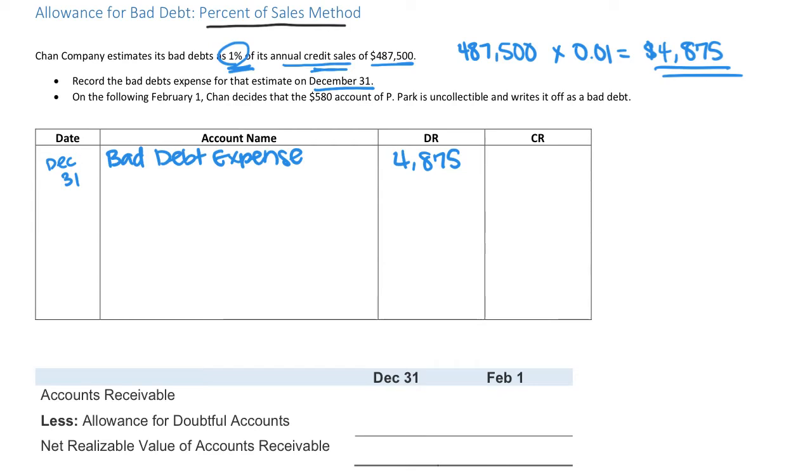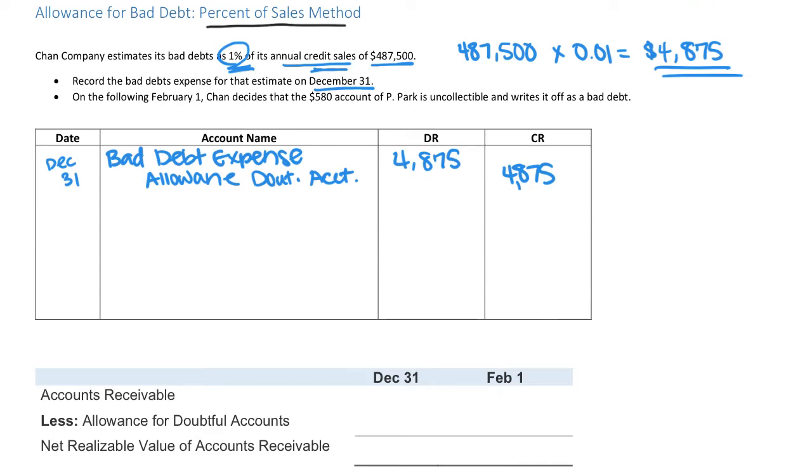It's a contra asset account that has a credit balance, and it's called Allowance for Doubtful Accounts. Or sometimes you might see it called Allowance for Bad Debt. Same thing. And we're putting $4,875 into that account, again, as a temporary hold, because we know that someone will not pay us back, but we just don't know who yet.